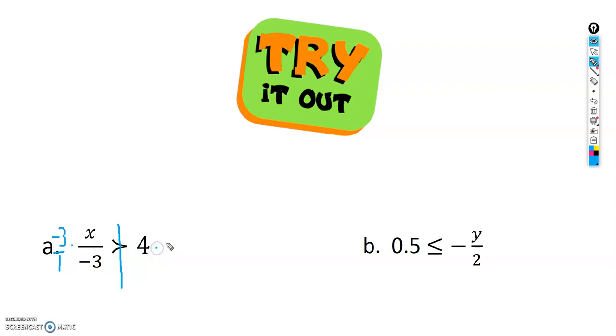Let me do this over here. We'll multiply by this negative 3 again. Before I do anything else, I'm going to flip my sign. The minute that I'm multiplying or dividing by a negative, I'm going to flip my sign. Let's go ahead and cross cancel, make sure we did that correctly. X is less than negative 12.